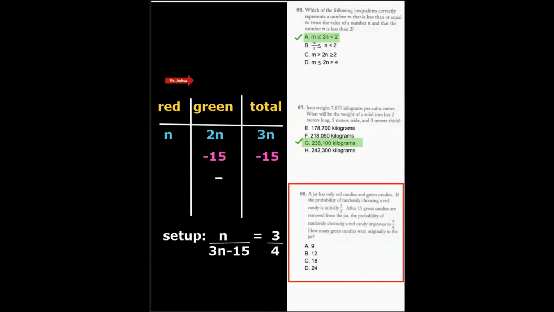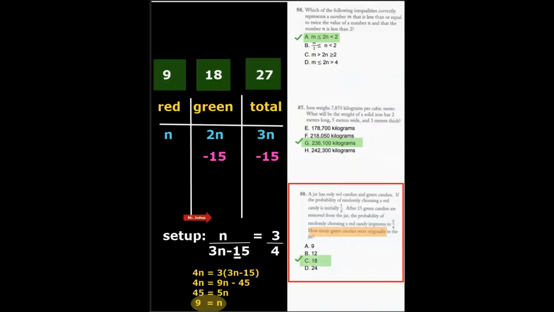Then removing 15 green candies from the jar means removing 15 also from the total. Well, we're told that after we do that, the red candies are in a ratio of 3 to 4. Well, n is still the number of red candies because we didn't remove any of them. But the total number of candies is 3n minus 15 now. And the new ratio is 3 to 4. So if we cross multiply, we have 4n equals 3 times (3n minus 15). Distributing, we have 4n equals 9n minus 45. Subtract 4n and add 45, and we have 45 equals 5n. Dividing by 5, 9 equals n.